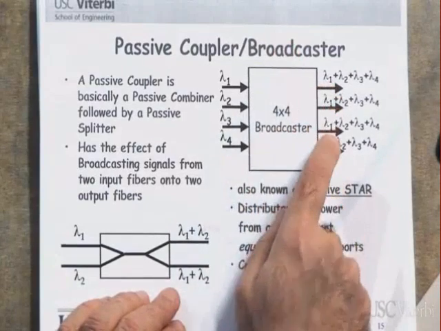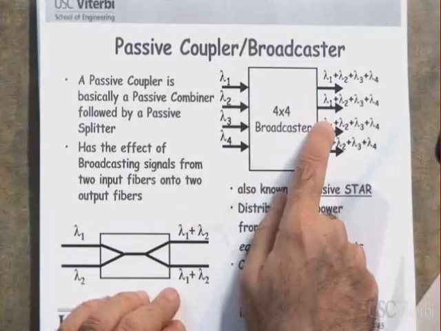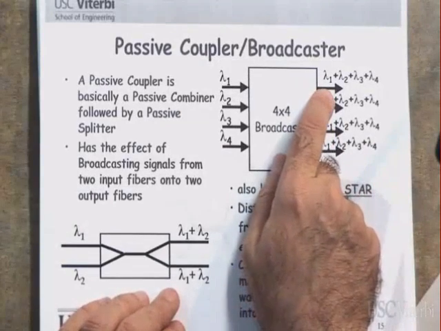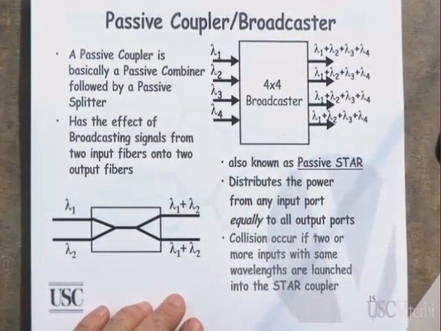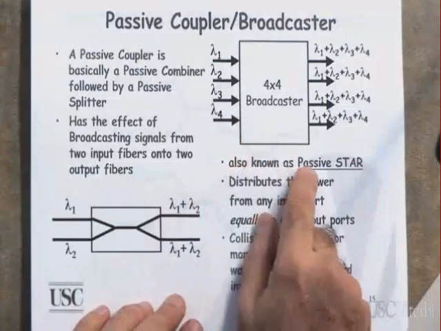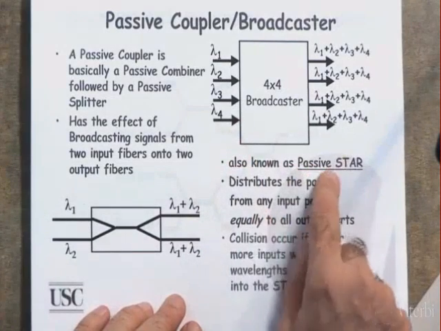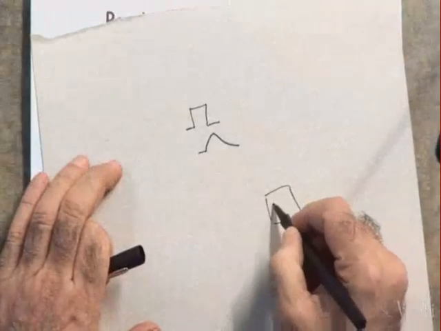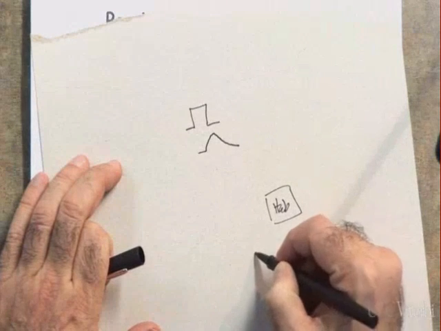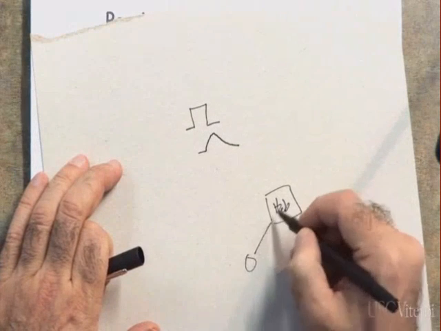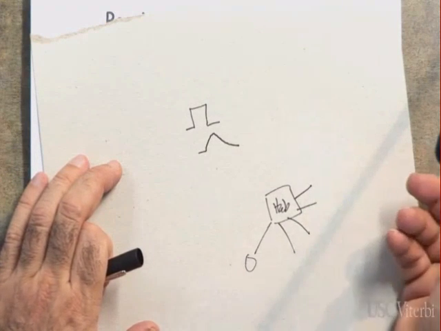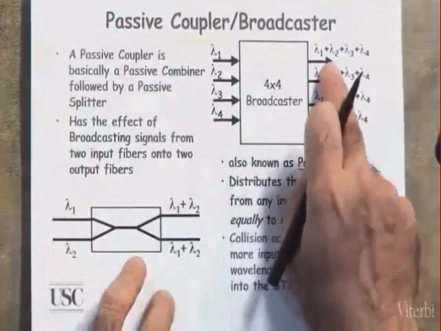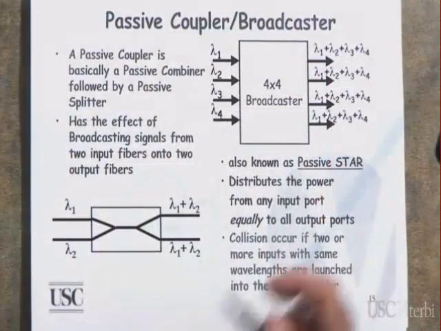Is this the same signal? They are the same signal. Each one consists of how many wavelengths? 4 wavelengths: lambda 1, lambda 2, lambda 3, lambda 4. This is also known as a passive star. Why do they call it a passive star? Let's see if you remember the hub, or the star. If this one is sending something, what will happen? The hub will send the same information to all of them. Are you following me or not? Same information in all of them. Clear? These are the inputs.